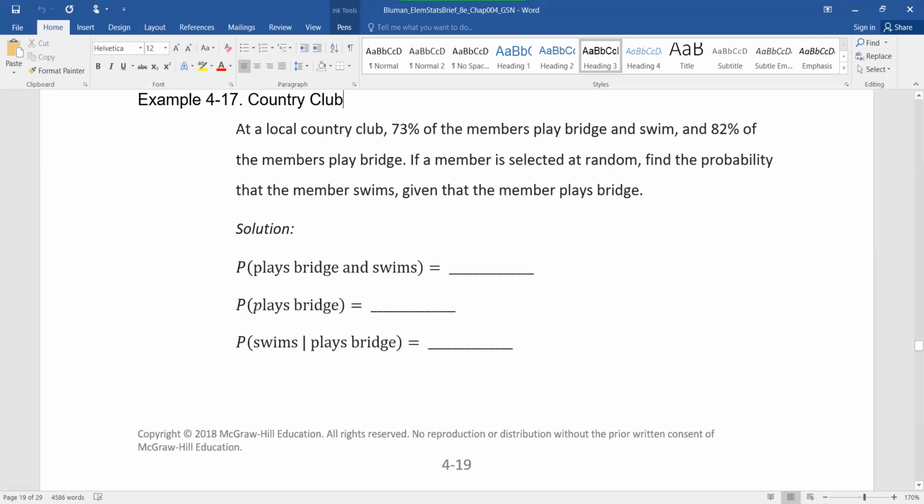Right. All right. So the example 17 is not worked out for us, so we can actually do it together. All right, so it says at a local country club, 73% of members play bridge. That's just a game. It's like gin, I think, where you have to try to get them all in a row. Like, and you can pick up the stack, but you have to use it or something like that. It's an old game.